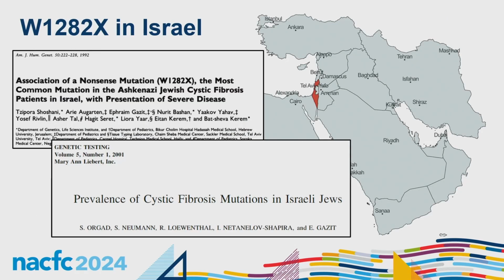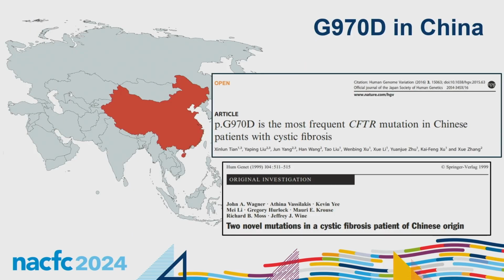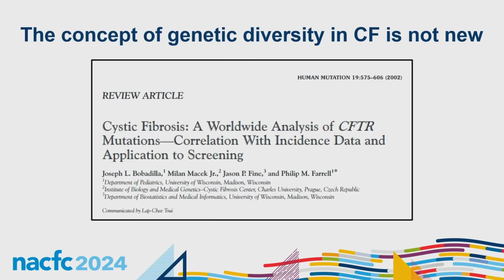Probably most people in the room have heard of or are somewhat familiar with W1282X, which is quite common in Israel and people who are Ashkenazi Jewish. And then G97DD, which is thought to be one of the most common or more common CF-causing variants in the Chinese CF population. Now, this concept of genetic diversity in CF is not at all new.